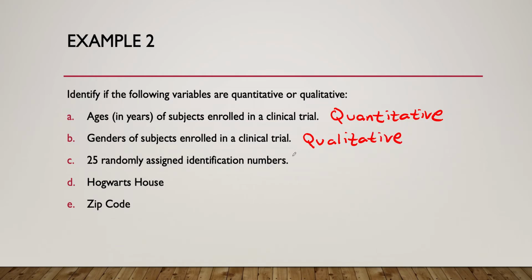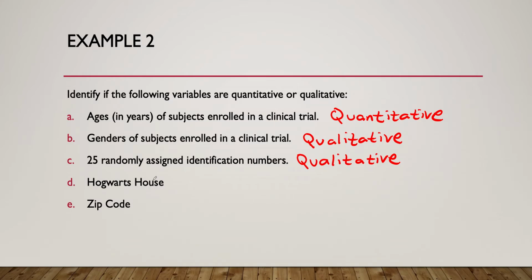25 randomly assigned identification numbers. Although these are indeed numbers, these 25 randomly assigned identification numbers are used to categorize people. It's used to give some type of order, a categorization. So because of that, it's qualitative. And adding and subtracting an identification number makes no sense.